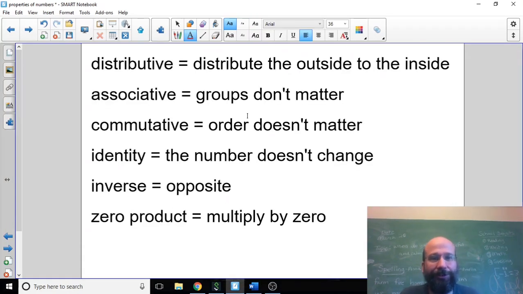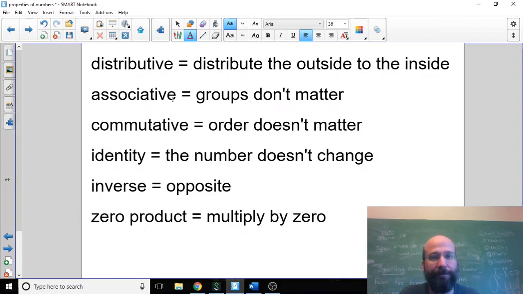Alright, here's the handy one page of all the properties. Distribute, you distribute the outside to the inside. The associative property says that grouping doesn't matter. The commutative property says that the order doesn't matter. The identity property says the number doesn't change. And the inverse, you're doing the opposite operation.